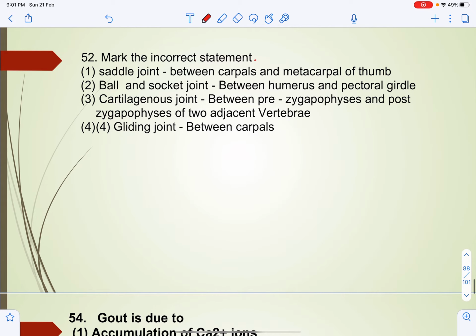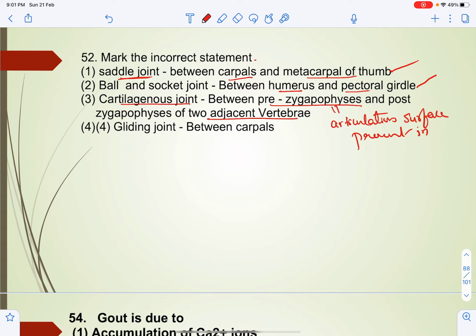Mark the incorrect statement. Saddle joint between carpals and metacarpals of thumb. So this we discussed. That is correct. And ball and socket joint between humerus and pectoral girdle. That is also correct, the shoulder joint. Cartilaginous joint between pre-zygapophysis and post-zygapophysis of two adjacent vertebrae. What does zygapophysis mean? It is an articulation surface.